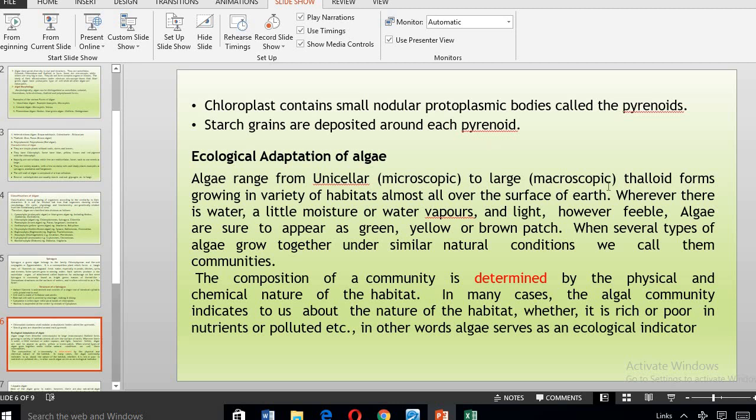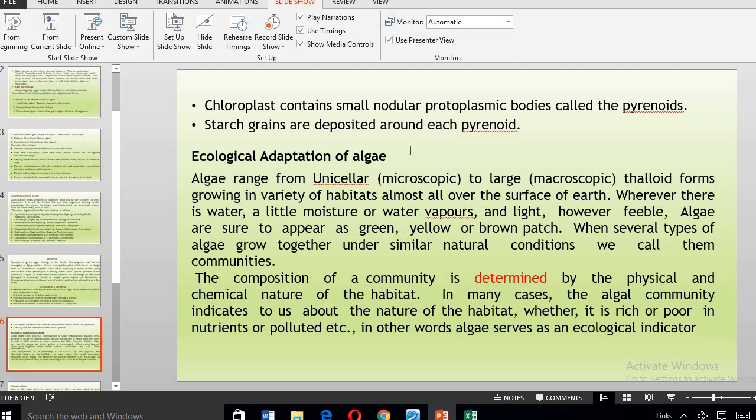Ecological adaptation of algae. Algae range from unicellular microscopic to multicellular, very large macroscopic thalloid forms, and they grow in a variety of habitats. Algae can be found almost on all the surfaces of the earth. Wherever there is water, or just a little moisture, or even just water vapors, and there is light, however feeble, you'll find that algae will appear as a green, yellow, or brown patch.